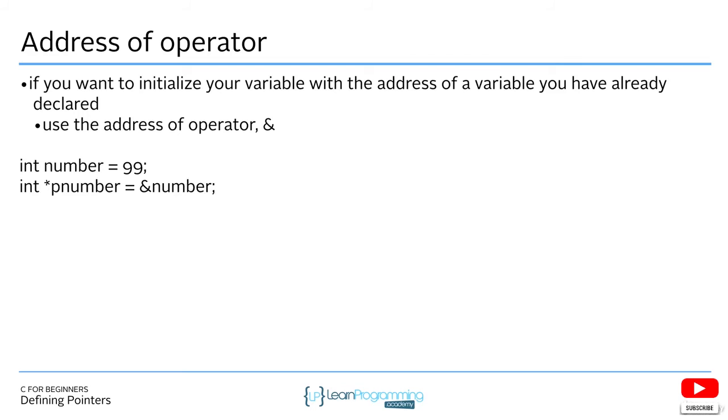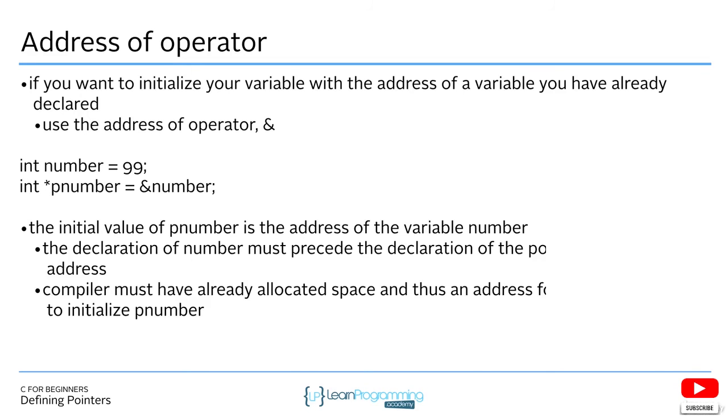Here we're assigning an integer variable the value 99. We're creating a pointer of type int, and we're assigning it the address of number. We can do this because number is an int, and the pointer that we created is also pointing to an int. So all we have to do after the equals operator is use the ampersand. And so now pnumber is going to contain the address of number. The initial value of pnumber is the address of the variable number.